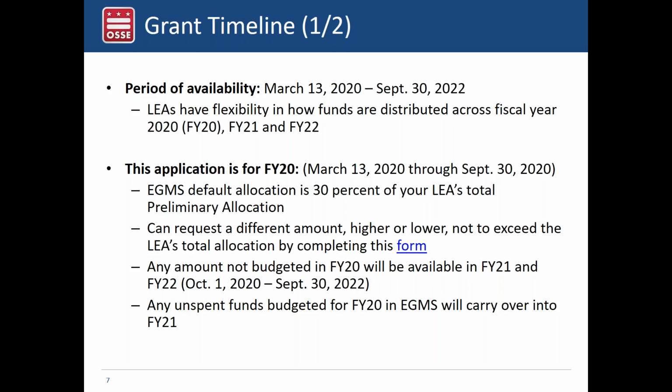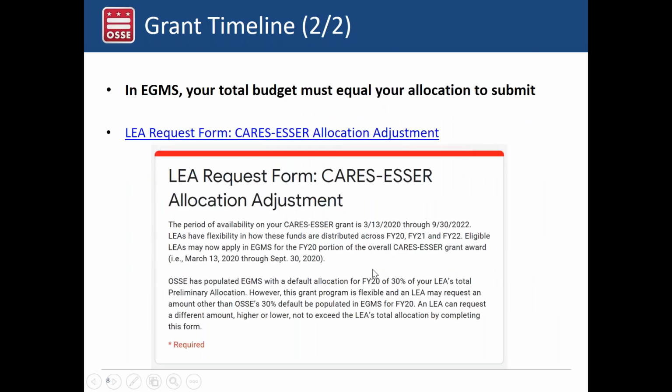LEAs can request a different FY20 amount than the 30% by completing an LEA request form for CARES-ESSER allocation adjustments. It's found on this link, and I'm going to go into more detail on the next slide, and on this link. And also, you may have seen it in the most recent LEA Look Forward, and we sent an email last Friday about this process as well.